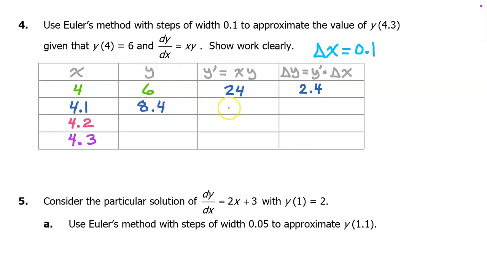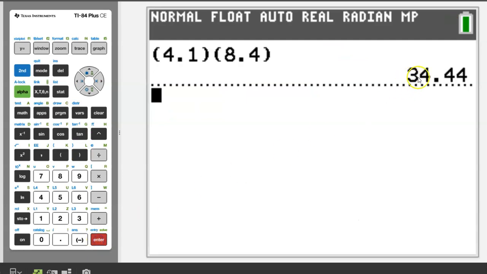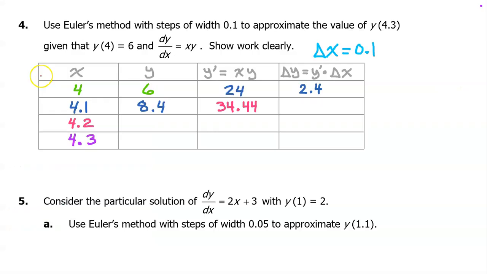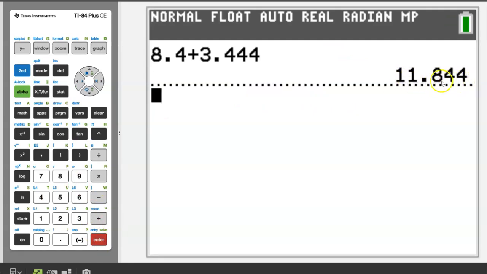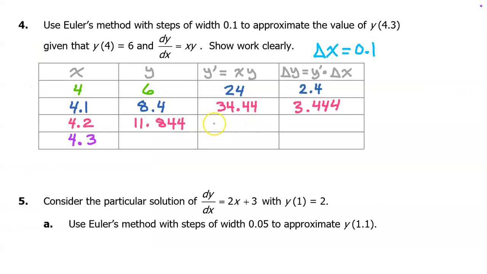Now we repeat the process. Y prime is x times y. In the second row, that's 4.1 times 8.4. That's 34.44. Delta y is y prime times delta x. So that's 34.44 times 0.1, which is 3.444. This is the change in y. We can find the next y by adding delta y to 8.4. 11.844. Repeat the process one more time.